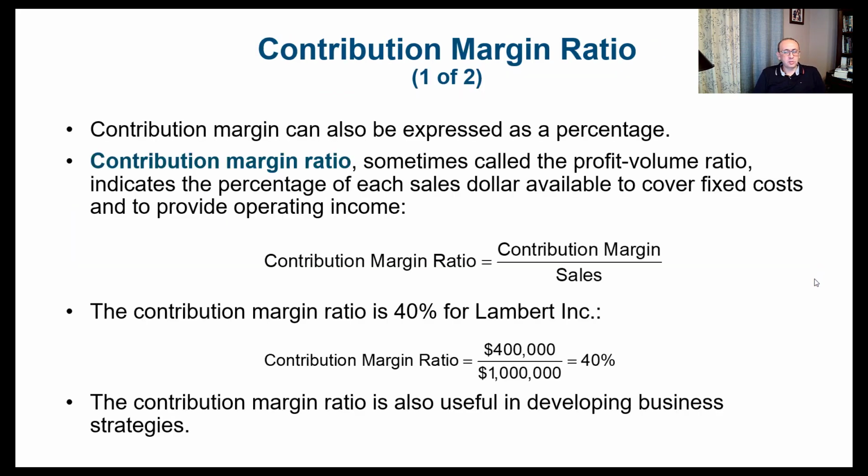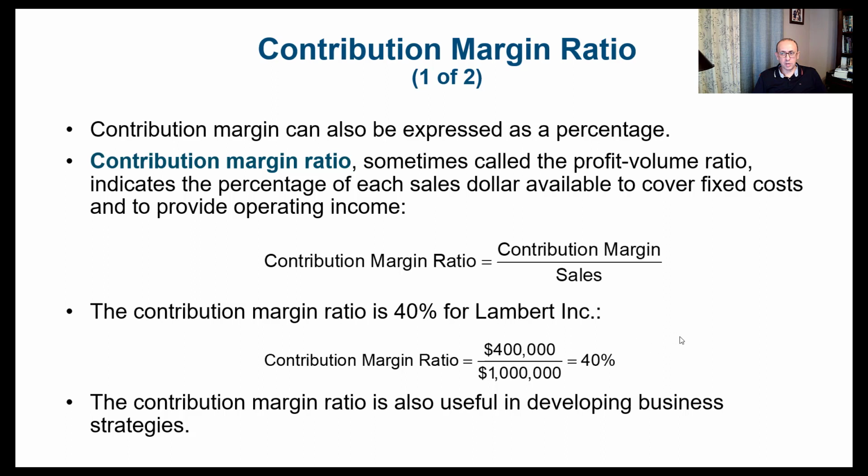One thing we also need to understand with contribution margin is the contribution margin ratio. Contribution margin can also be expressed as a percentage, and that's what we call the ratio. Sometimes we refer to it as the profit volume ratio, which indicates the percentage of each sales dollar available to cover fixed costs and to provide operating income. So how do we calculate the ratio? The contribution margin ratio is the contribution margin divided by sales.